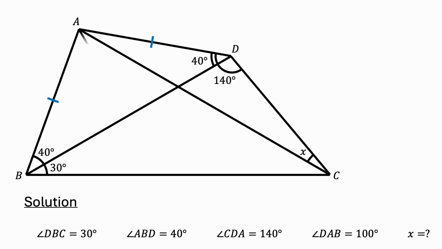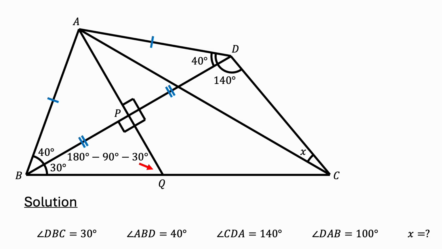Next, drop AP perpendicular to BD with P on BD. In an isosceles triangle, the height from the vertex bisects the base, so we have BP equals PD. Next, extend AP to meet BC at Q. In triangle BQP, angle BQP equals 180 degrees minus 90 degrees minus 30 degrees, which equals 60 degrees.